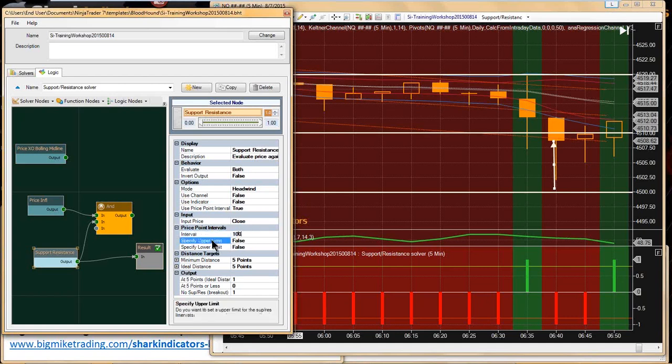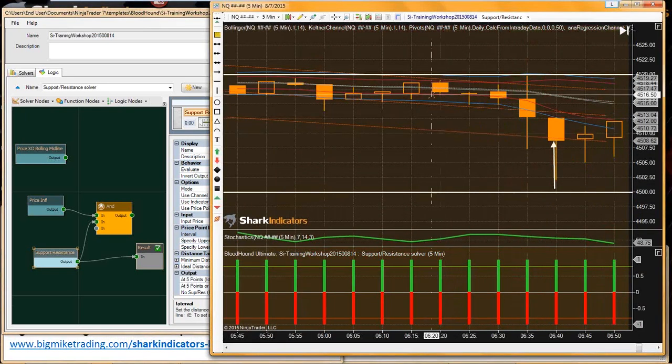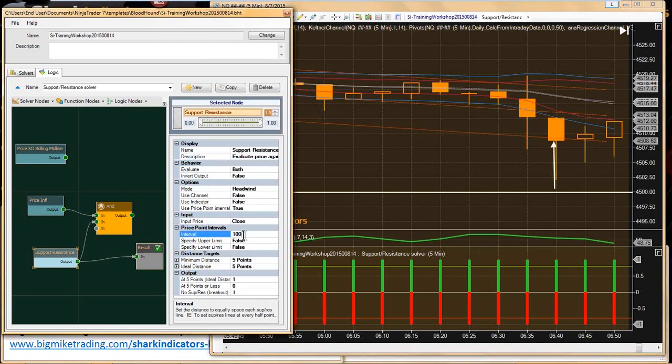So probably a more realistic use of this would be to use something like 100. That way, something like the 4500 is the whole natural psychological support resistance value for the NQ. So that's how you can put those kind of numbers in there. All right, I think I'll just leave it at that. I don't see any other questions on here, so we'll leave it at that.